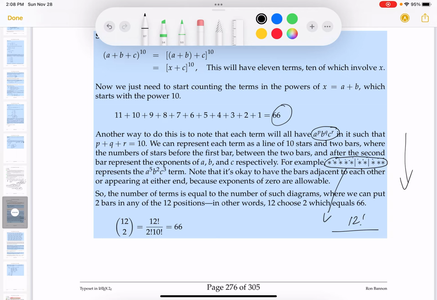And then there's going to be 2 of those bars. That's what's separating these things, by the way, and you can read that if you want. And then there would be 10 of those stars. And it's an ordering of it. If you do that, you get 66 again. All right? So not bad.